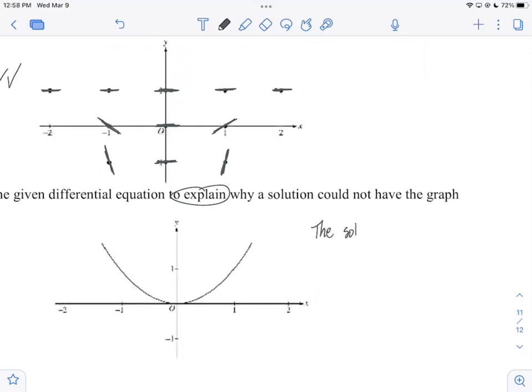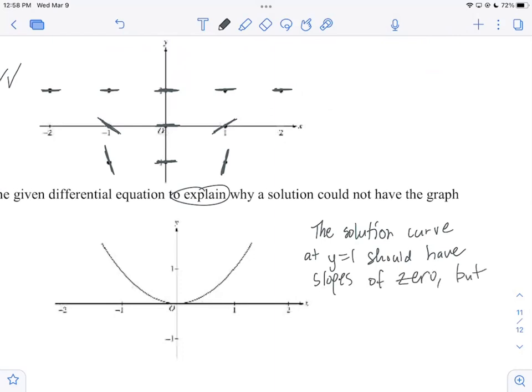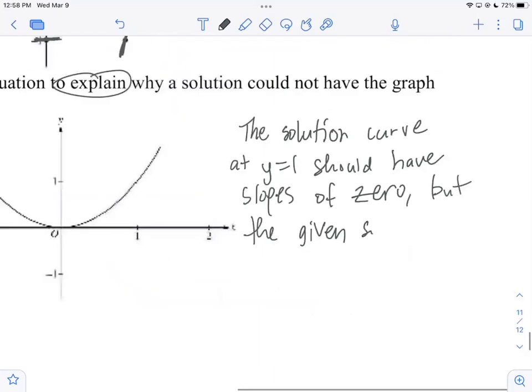The solution curve at y equals 1 should have horizontal tangent lines, or slopes of 0, but the given solution graph does not.